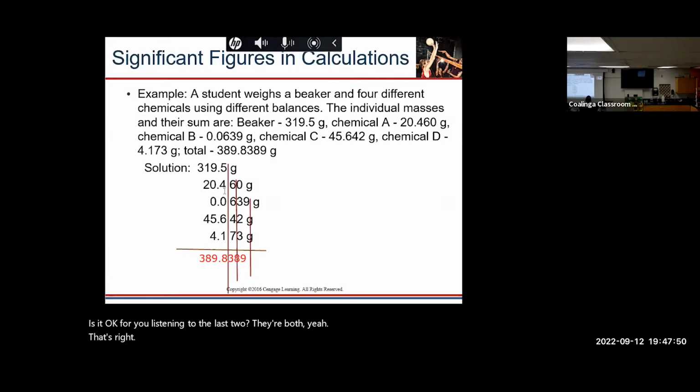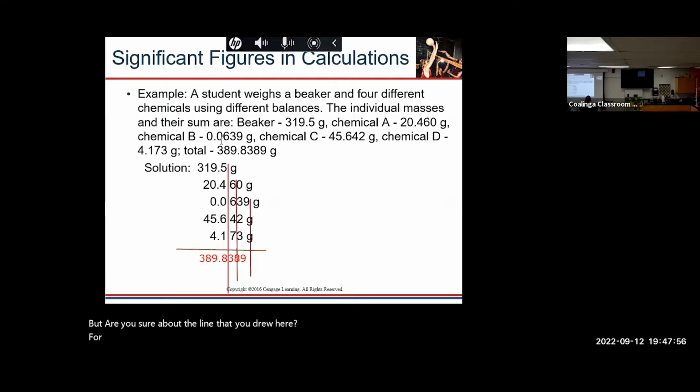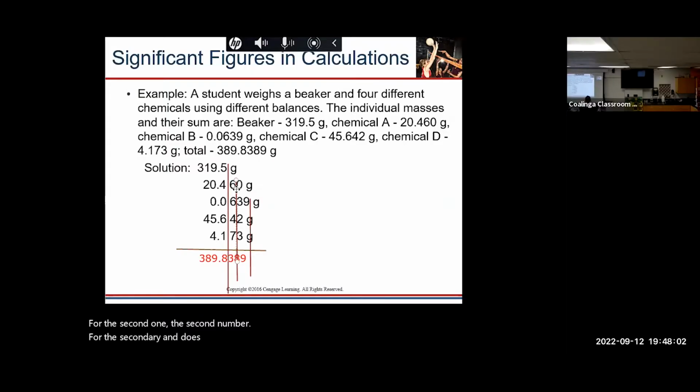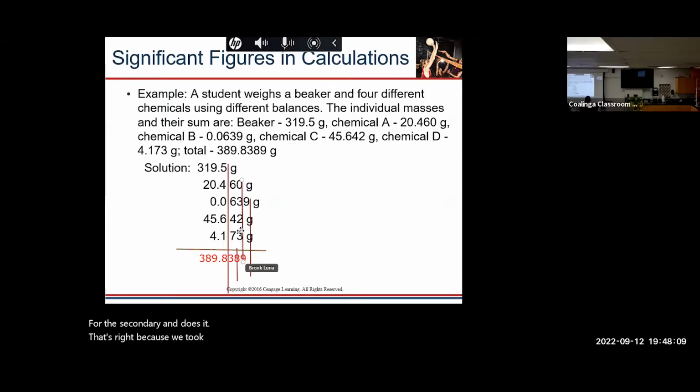Okay, but are you sure about the line that you drew here? For which one? For the second one, the second number. For the second number, it ends at 6, right? Does it? No, it ends at 0. That's right, because we took that extra time and put that extra 0 in there. So I'm gonna slide it over for you.